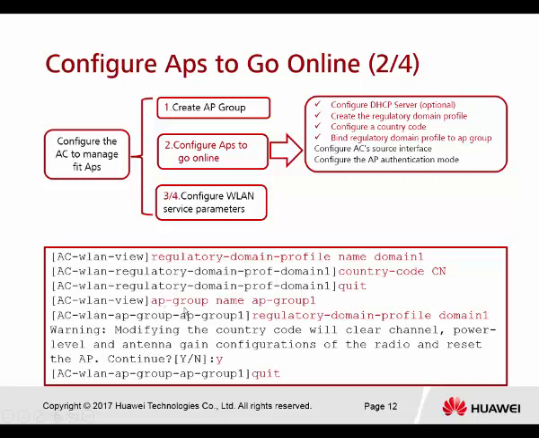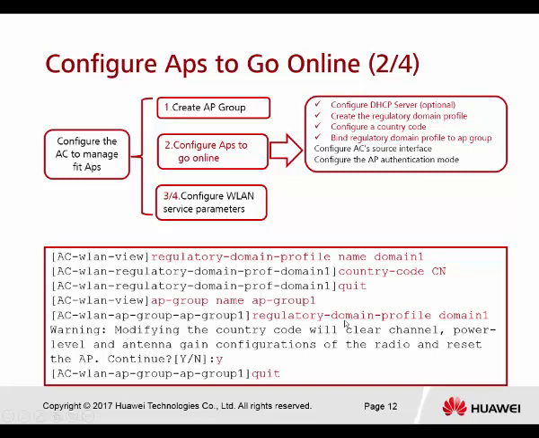Now we go back to the previous AP group that we configured: ap-group name, AP group number 1. If this is the name you configured just now, then you have to bind the profile you configured just now. If you still remember, it is called domain number 1. So this domain number 1, we have to bind to the AP group. Bind the regulatory domain profile to the AP group. This is a step we have to do.